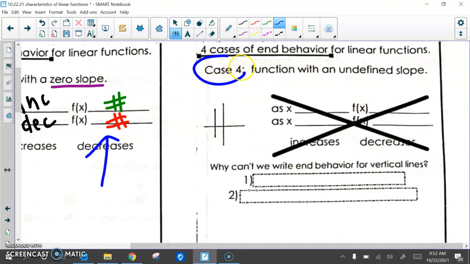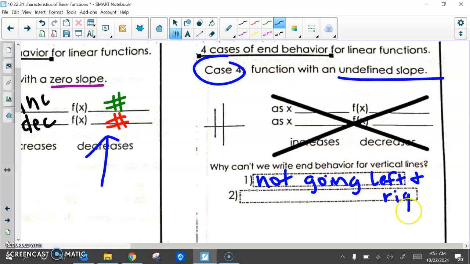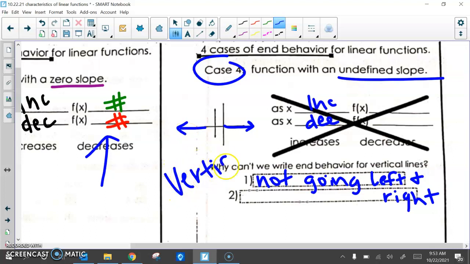Your fourth case is if it's an undefined slope. We can't find end behavior on an undefined slope because it's not going left and right, and you need that part for increase, decrease. The graph isn't moving left and right, it's only moving up and down. So if it is a vertical line, you cannot find end behavior.